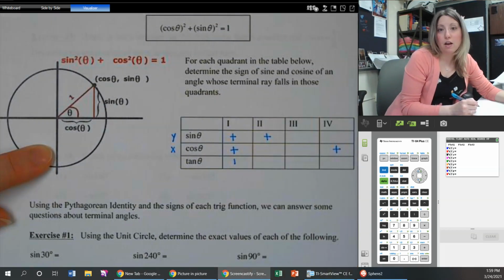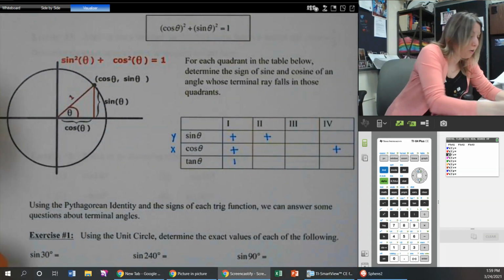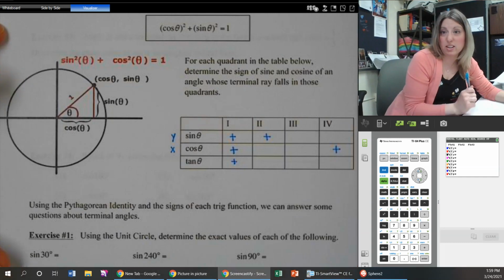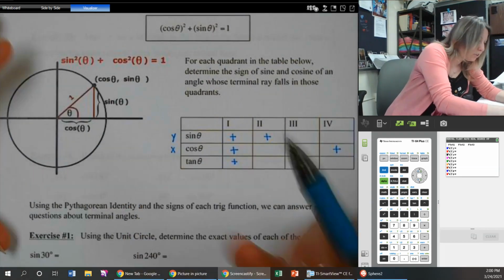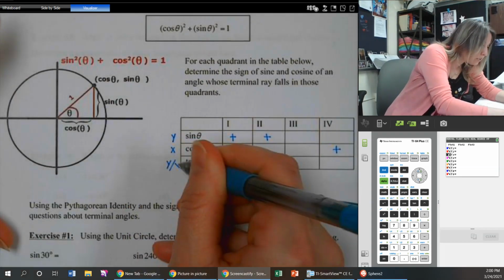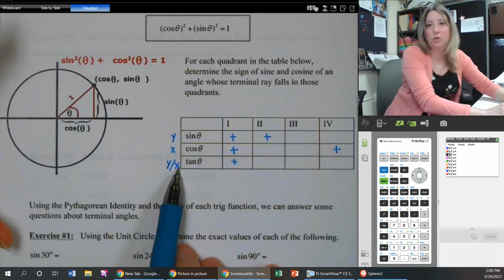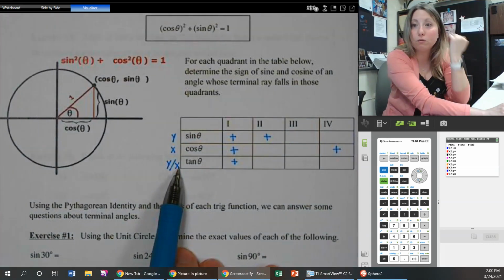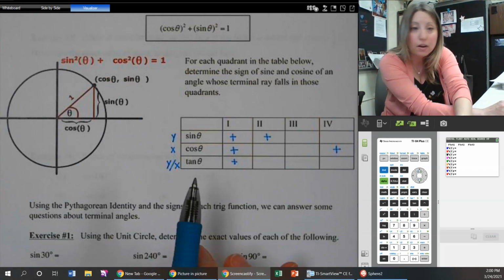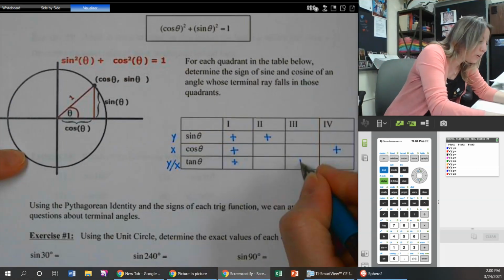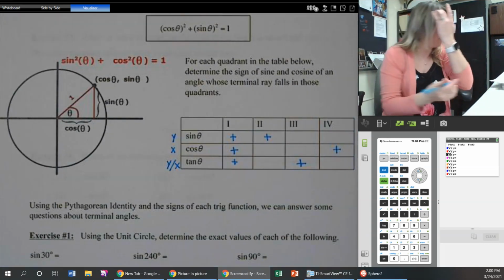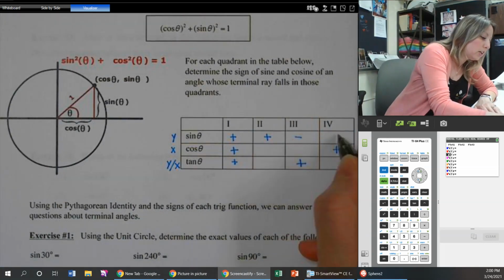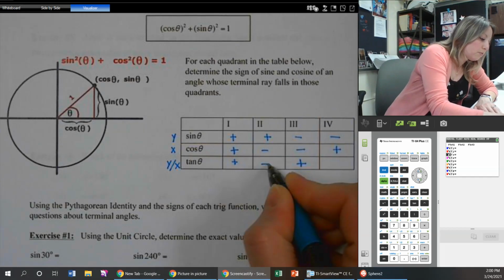Okay. And then let's think about the tangent ratio. I mean, everyone's positive in quadrant 1, so I can keep that as a plus that I was going to draw anyway, right? But tangent is y over x. So actually, both of these would need to be negative in order to divide to be a positive, and that happens in quadrant 3. And in all the rest of the spots, everyone's negative. So everyone I haven't filled in yet is negative.